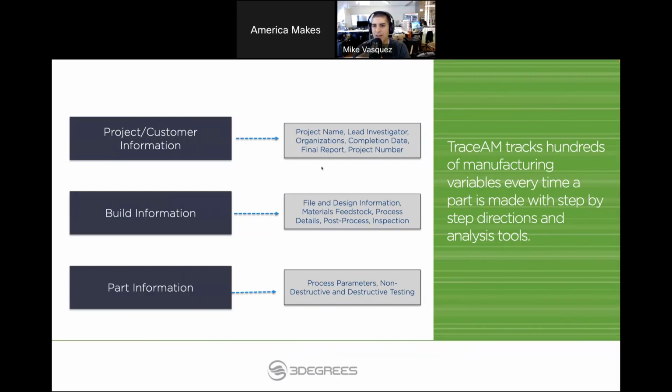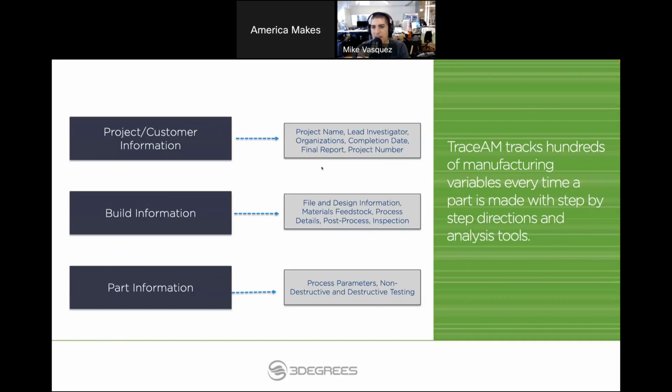The build level information is the next layer down. That's your file and design information, your feedstock, your process details, post-process inspection. Using the library analogy, you found your book. Now you want to open up your book and you see the chapters, right? And for a lot of those chapters, we purposely tried to think about what's standard across every different technology modality in the industry.